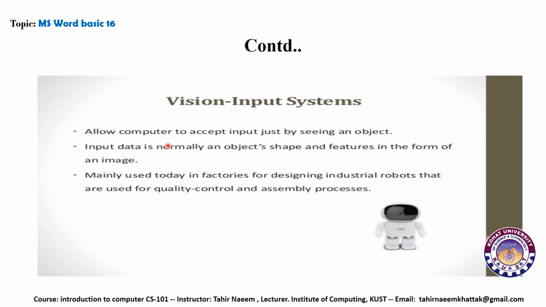A vision input system allows a computer to accept input just by seeing an object. Input data is normally object shape and features in the form of an image, mainly used today in factories for design and industrial boards that are used for quality control and assembly processes.